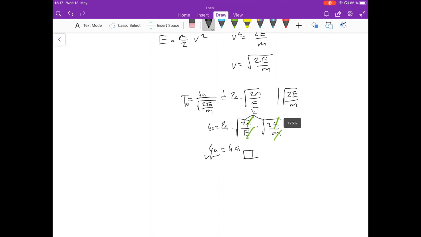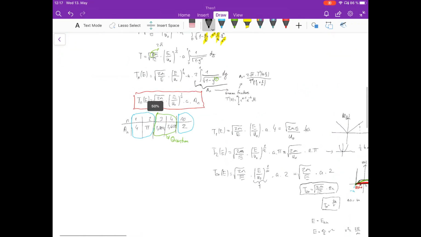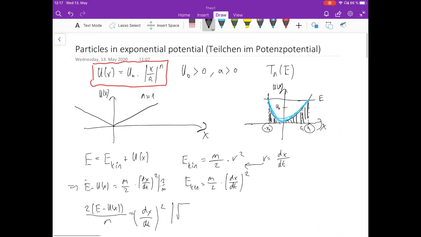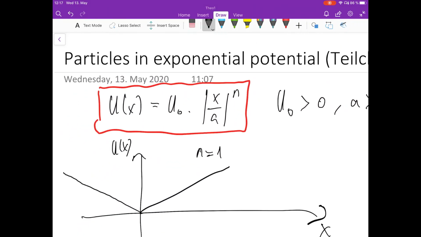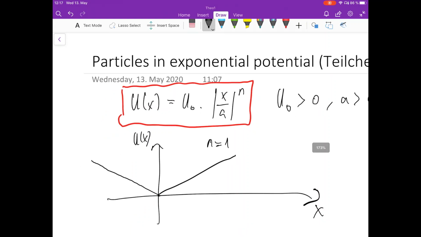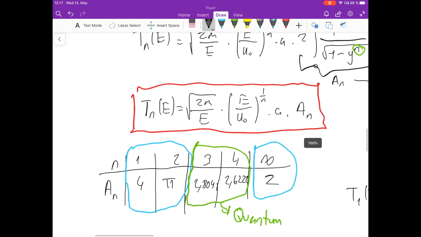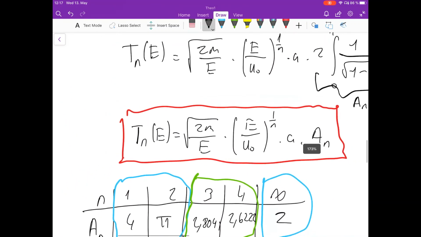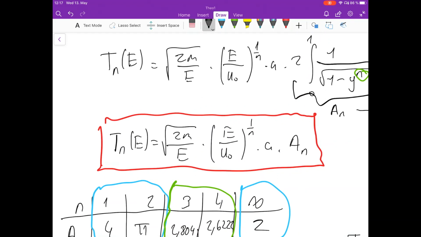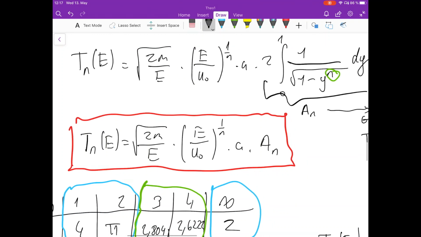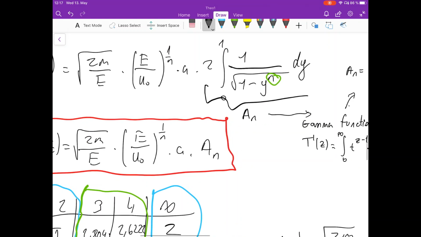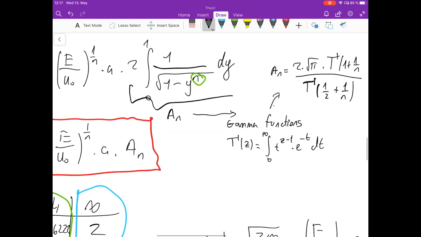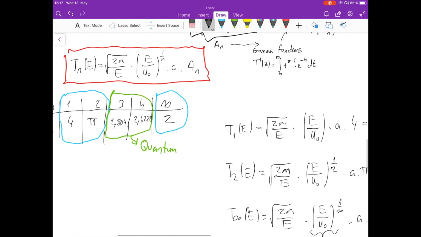Thank you. Maybe for a quick recap, you should notice that for a potential u of x equal to u null times the absolute value of x over a to the power n, the period T_n, depending on E and n, is going to be equal to the square root of 2m divided by E, times E divided by u null to the power of 1 over n, times a times a_n, where a_n is going to be equal to the integral from 0 to 1 of 1 divided by the square root of 1 minus y to the power n dy. And that has something to do with gamma functions.